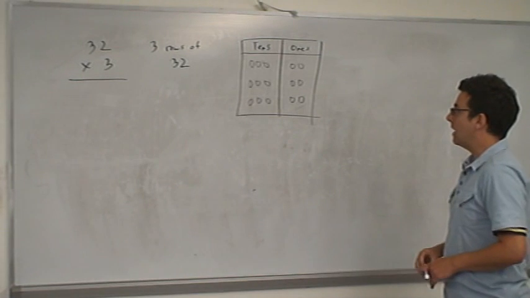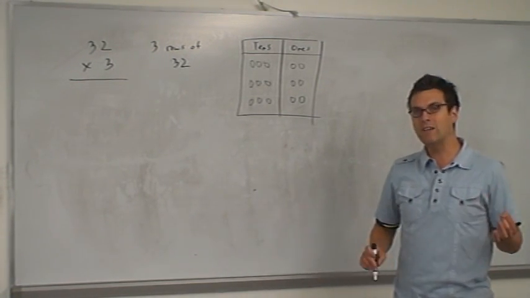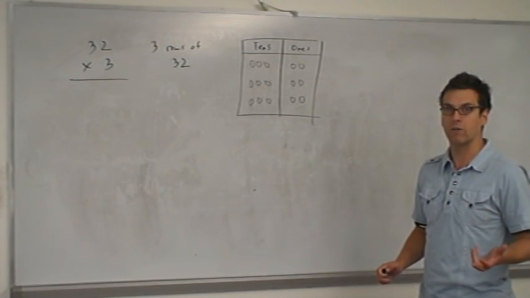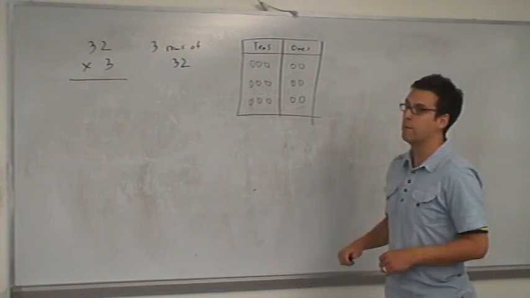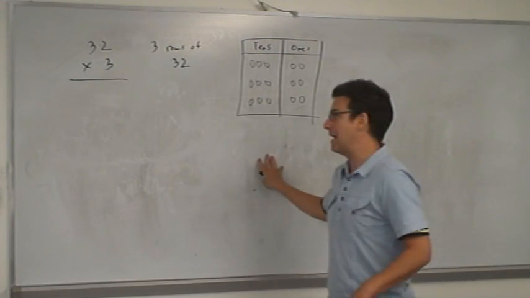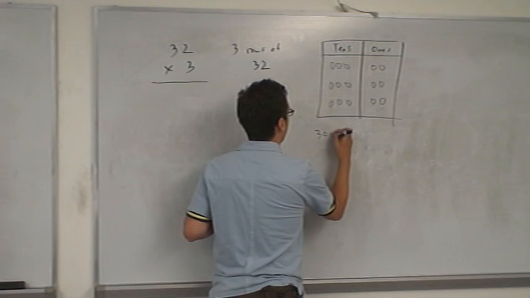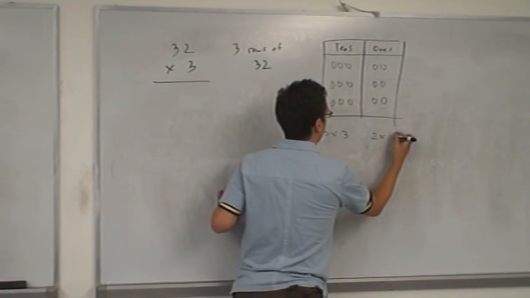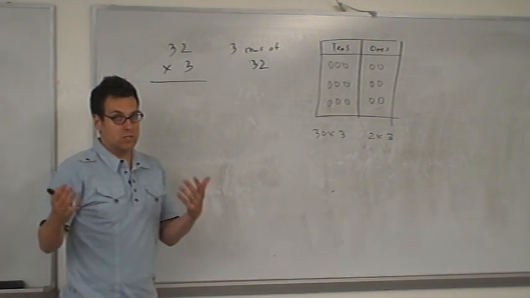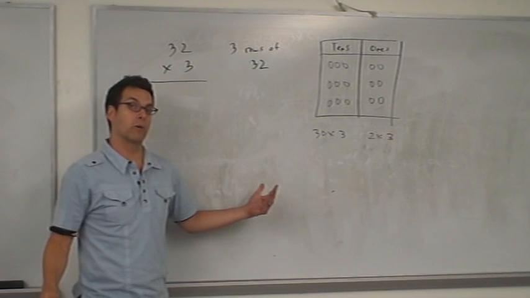Okay. Now again, this is a pretty straightforward example because it does not involve regrouping, but what it does show us is the key features behind the multiplication algorithm. And really the key feature is the distributive property. It's very clear from this model that to solve 32 times 3, we are multiplying 30 times 3, and we are multiplying 2 times 3. Right? And that's what we're going to be doing in general when we multiply 2 numbers together on the algorithm.